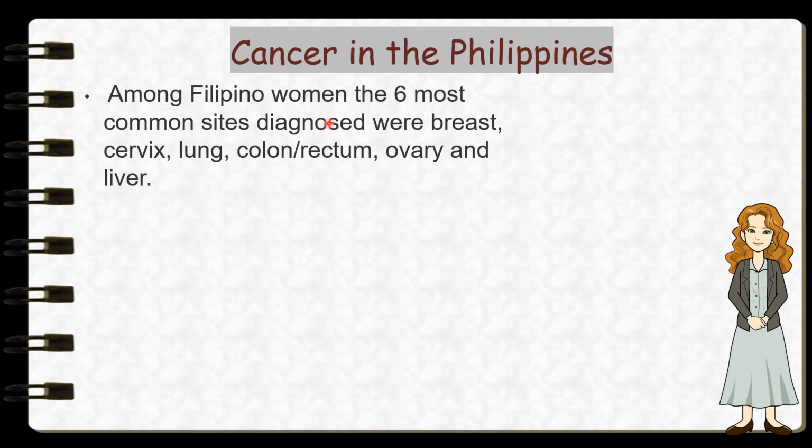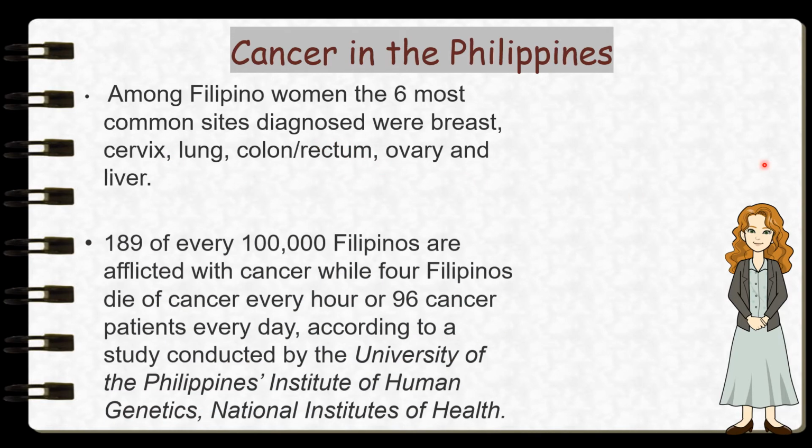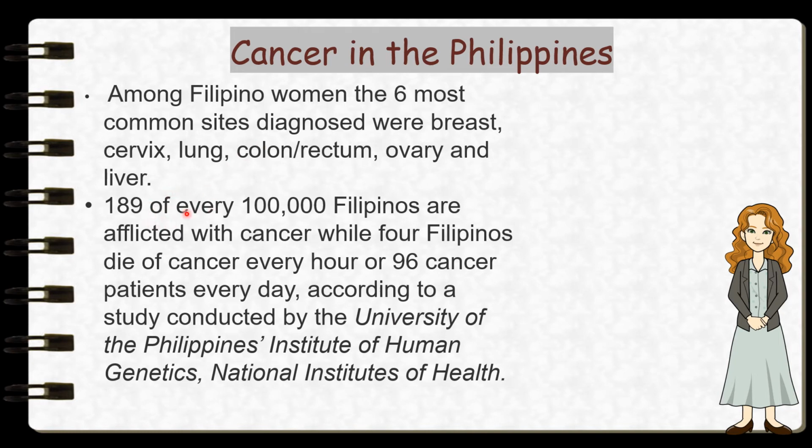Among Filipino women, the 6 most common sites diagnosed were breast, cervix, lung, colon or rectum, ovary, and liver. 189 of every 100,000 Filipinos are afflicted with cancer, while 4 Filipinos die of cancer every hour, or 96 cancer patients every day. That's according to the study conducted by the University of the Philippines Institute of Human Genetics, National Institutes of Health.